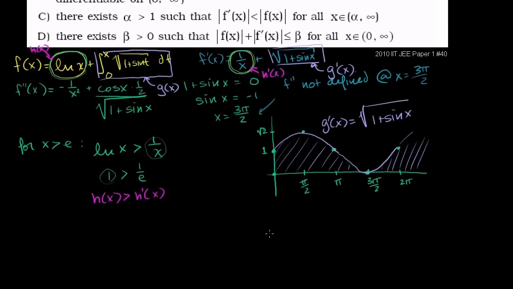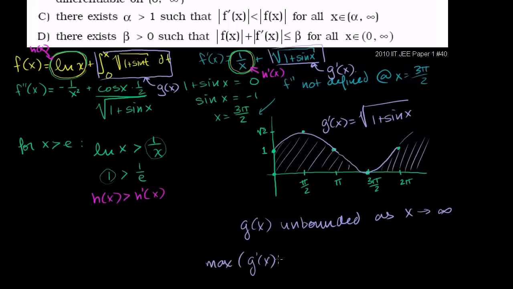So we can write g of x is unbounded as x goes to infinity. G of x approaches infinity. What about g prime of x? G prime of x, it maxes out. It just keeps oscillating between 0 and square root of 2. So the max of g prime of x is equal to the square root of 2.